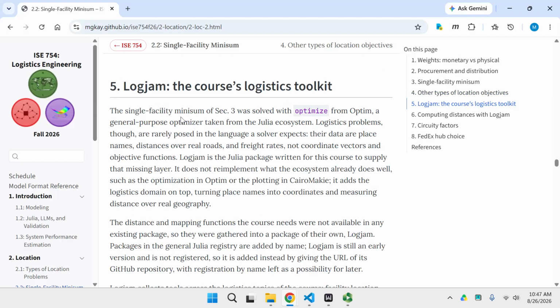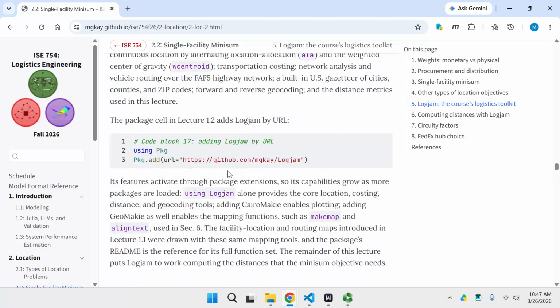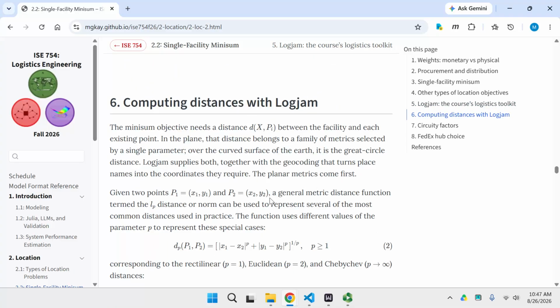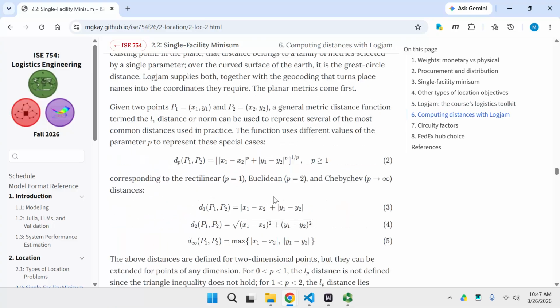Section 5 introduces logjam. Logjam, we'll be seeing it throughout the semester. It basically provides capabilities to make it easier to solve location problems. Section 6 talks about one of the things that logjam does. It provides a very simple and convenient way of calculating the different types of distances that we'll be using.